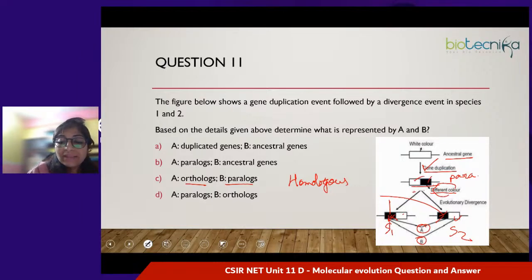The black one of species 1 will be a paralog of the gene in species 2, because they arose as a result of gene duplication in the ancestor. So we see that there are two kinds of paralogs, out-paralog and in-paralog. So this one is an out-paralog here.